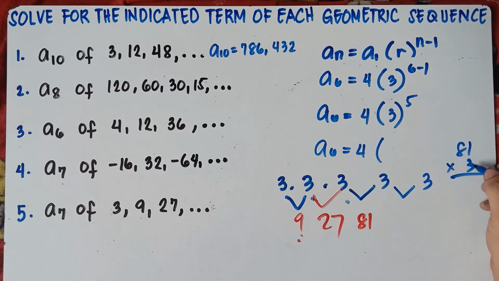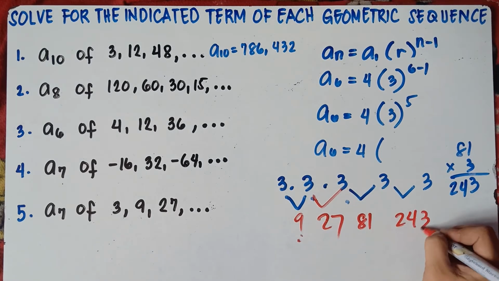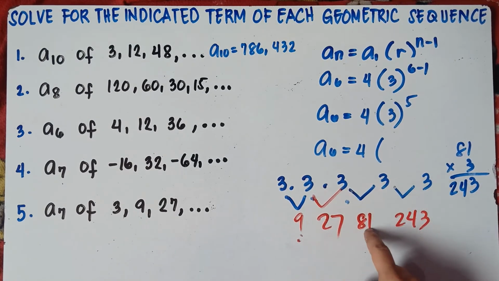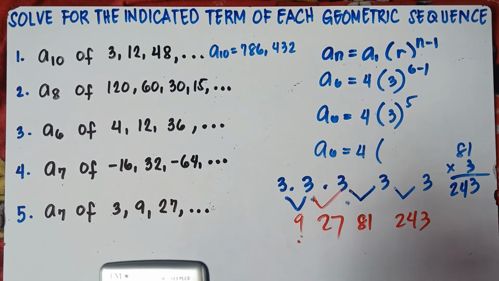So 3 times 1 is 3. 3 times 8 is 24. 243. Alright, so 3 times 3 is 9. Times 3 is 27. Times 3 is 81. Times 3 is 243. So 3 raised to the power of 5 is 243.